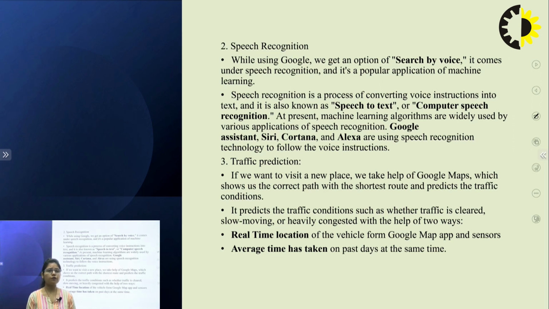The third is traffic prediction. If we want to visit a new place, we take help of Google Maps, which shows us the correct path with the shortest route and predicts the traffic condition. It predicts whether traffic is clear, slow moving, or heavily congested with the help of two things: the real-time location of the vehicle from Google Maps and sensors, and the average time taken on past days at the same time.